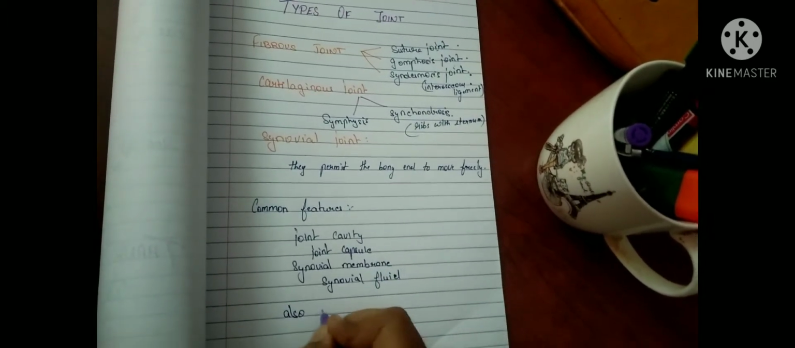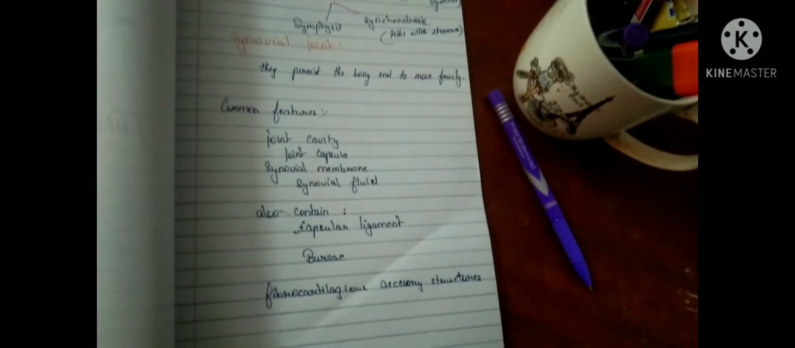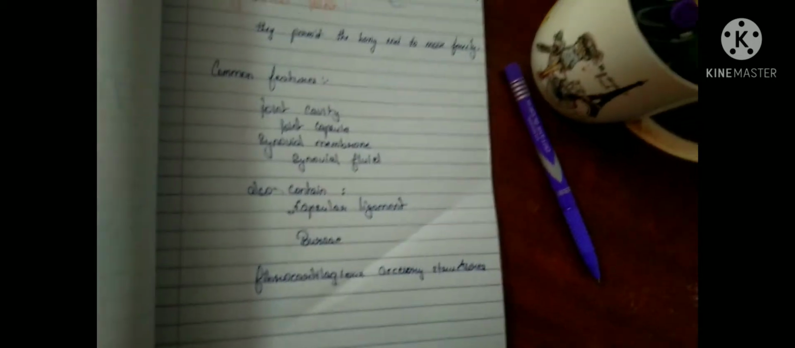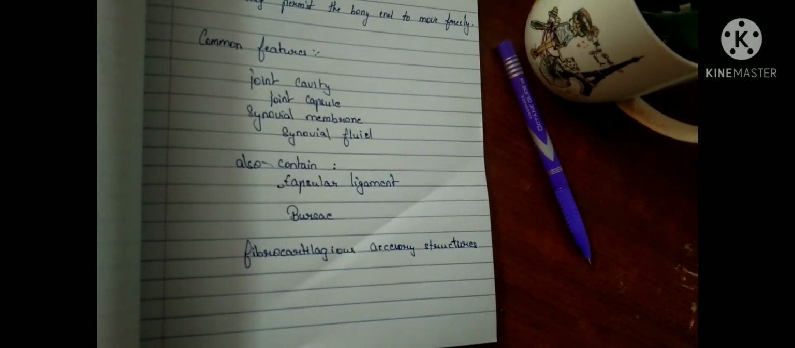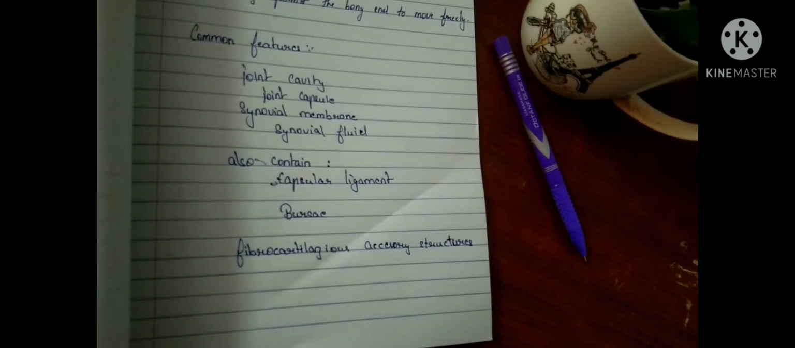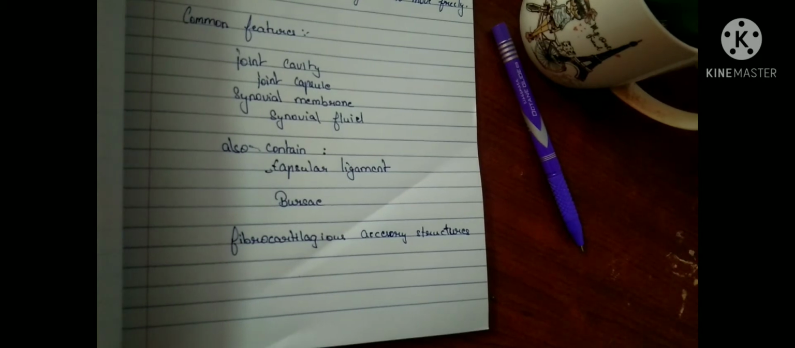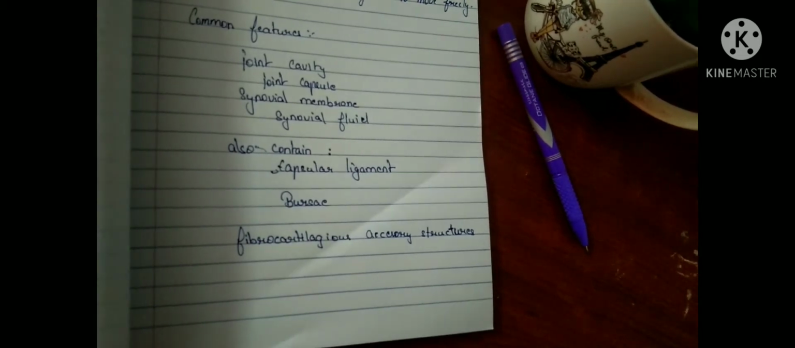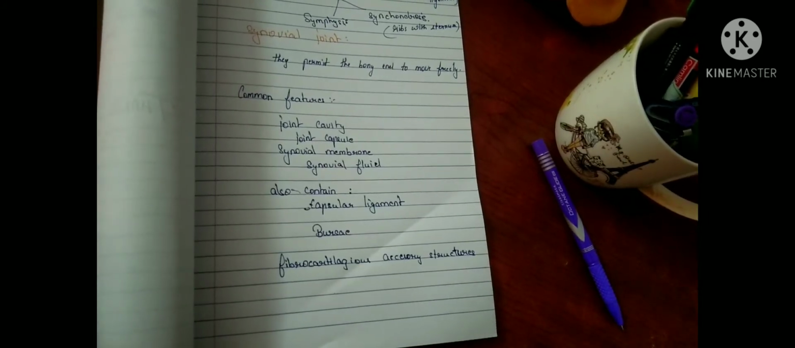They also contain capsular ligament, bursa, and fibrocartilaginous accessory structures like disc, menisci, labrums. So capsular ligament reinforces the capsule and the bursa reduces the friction between the structures. So the synovial joint also contains these. So what are the common features?